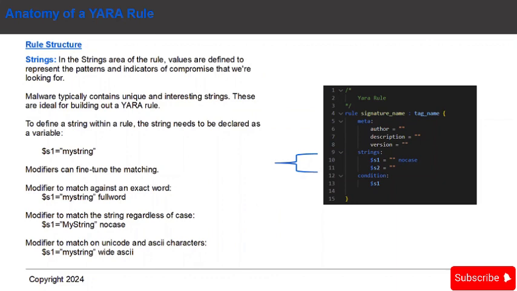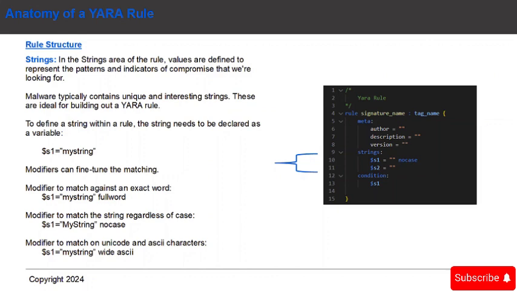The strings section is the area in which we define a series of name value pairs that represent the patterns or the indicators of compromise that we're looking for. Malware typically contains some unique and interesting strings, and these are ideal for building your YARA rule around looking for these string references. When you set up a rule in YARA, the string needs to be declared as a variable. We'll do $S1 equals myString as a very basic example. That would be search string number 1, and we have a value associated with it.